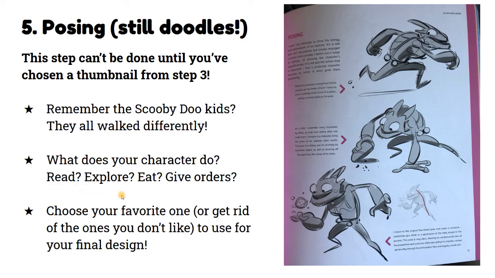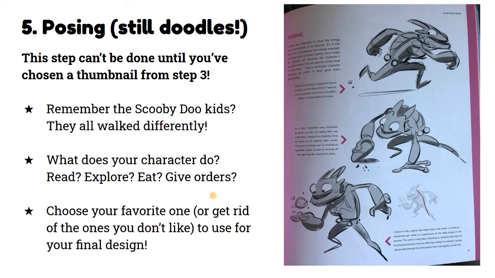If they like to explore or if they like to eat, draw them eating. What are they eating? Is it lots of ice cream and donuts and sweets, or is it more like lasagna and pizza? That would be a difference in your character's preferences. And then once you have maybe 3 to 6 poses, you can choose your favorite one, or you can just cross out the ones you don't like to use the process of elimination to get to the pose for your final design.